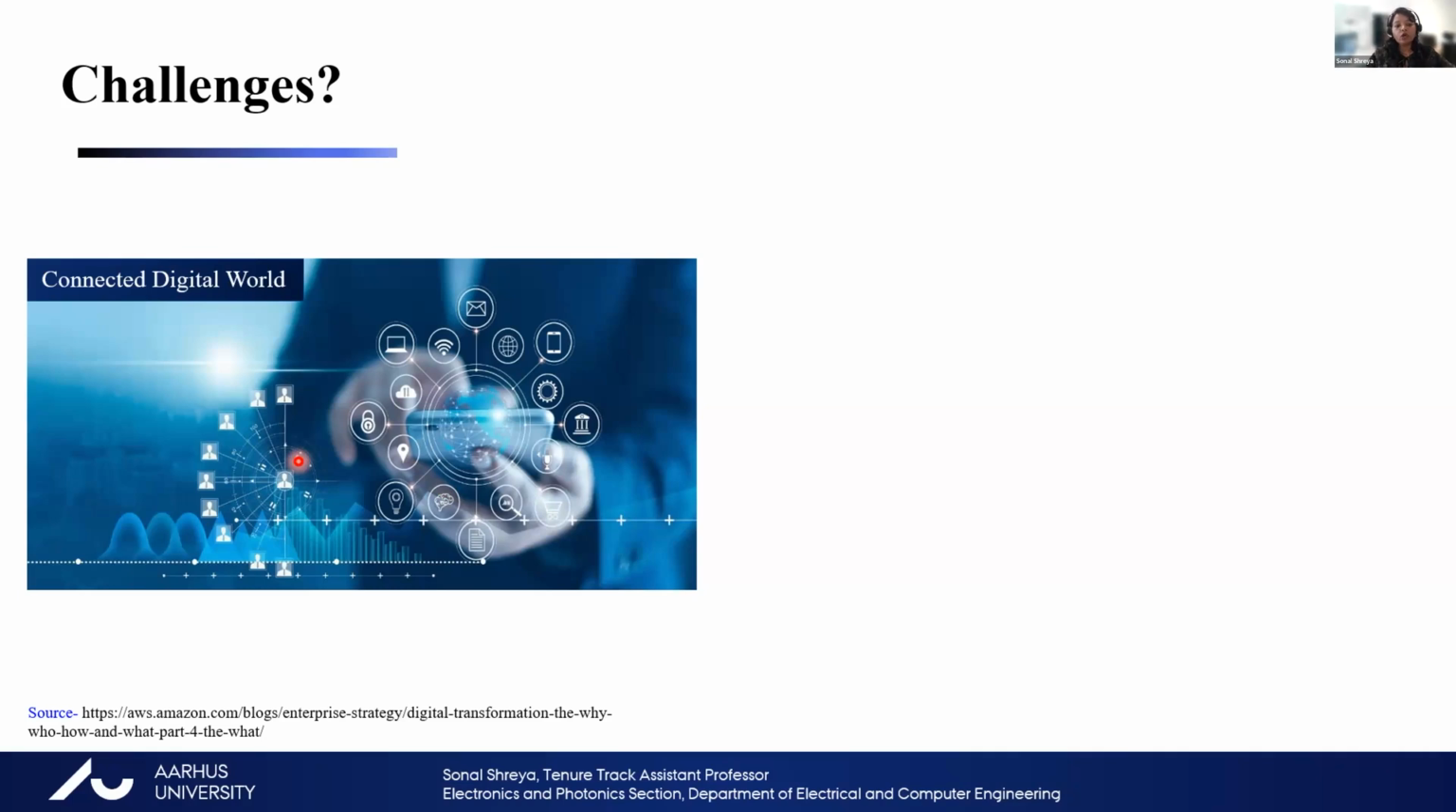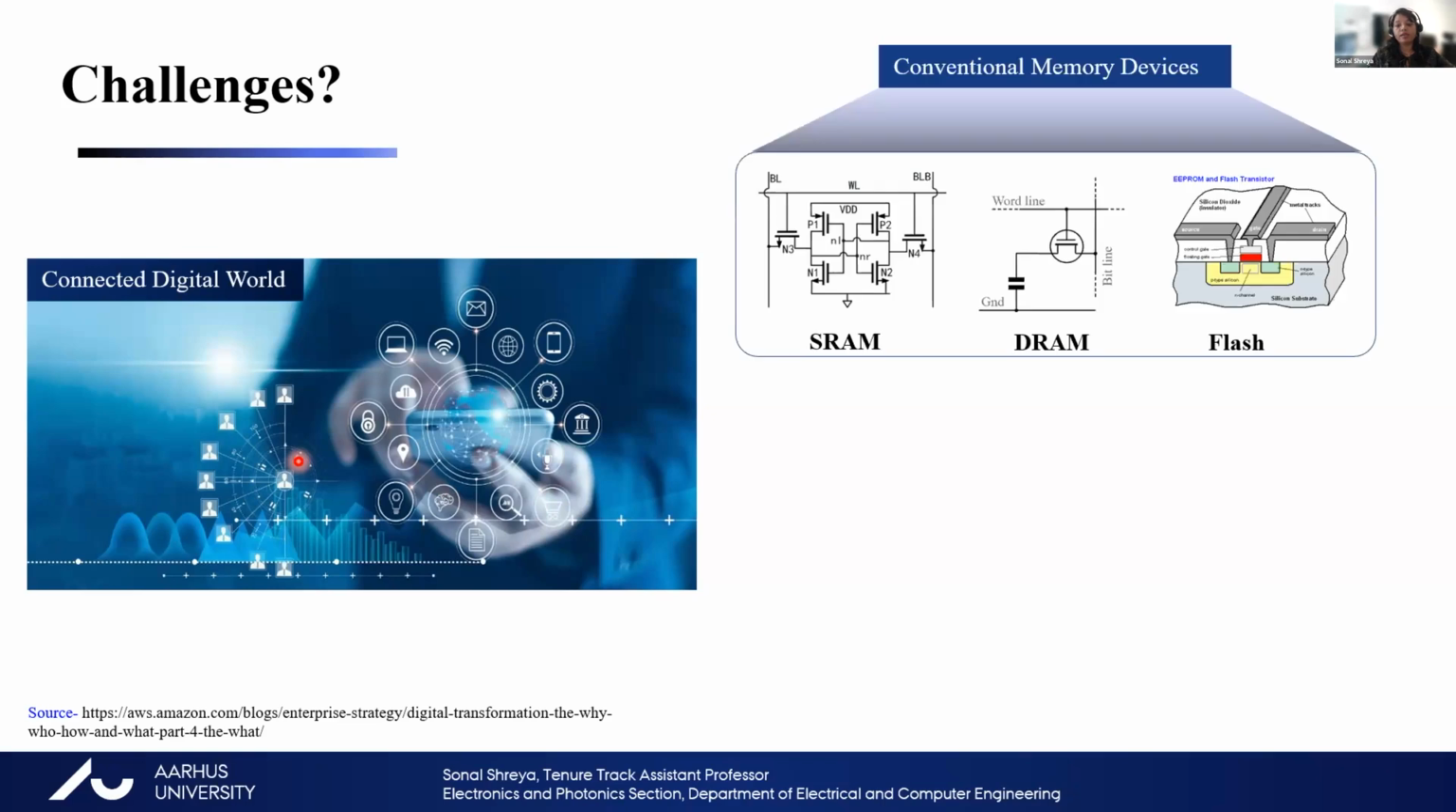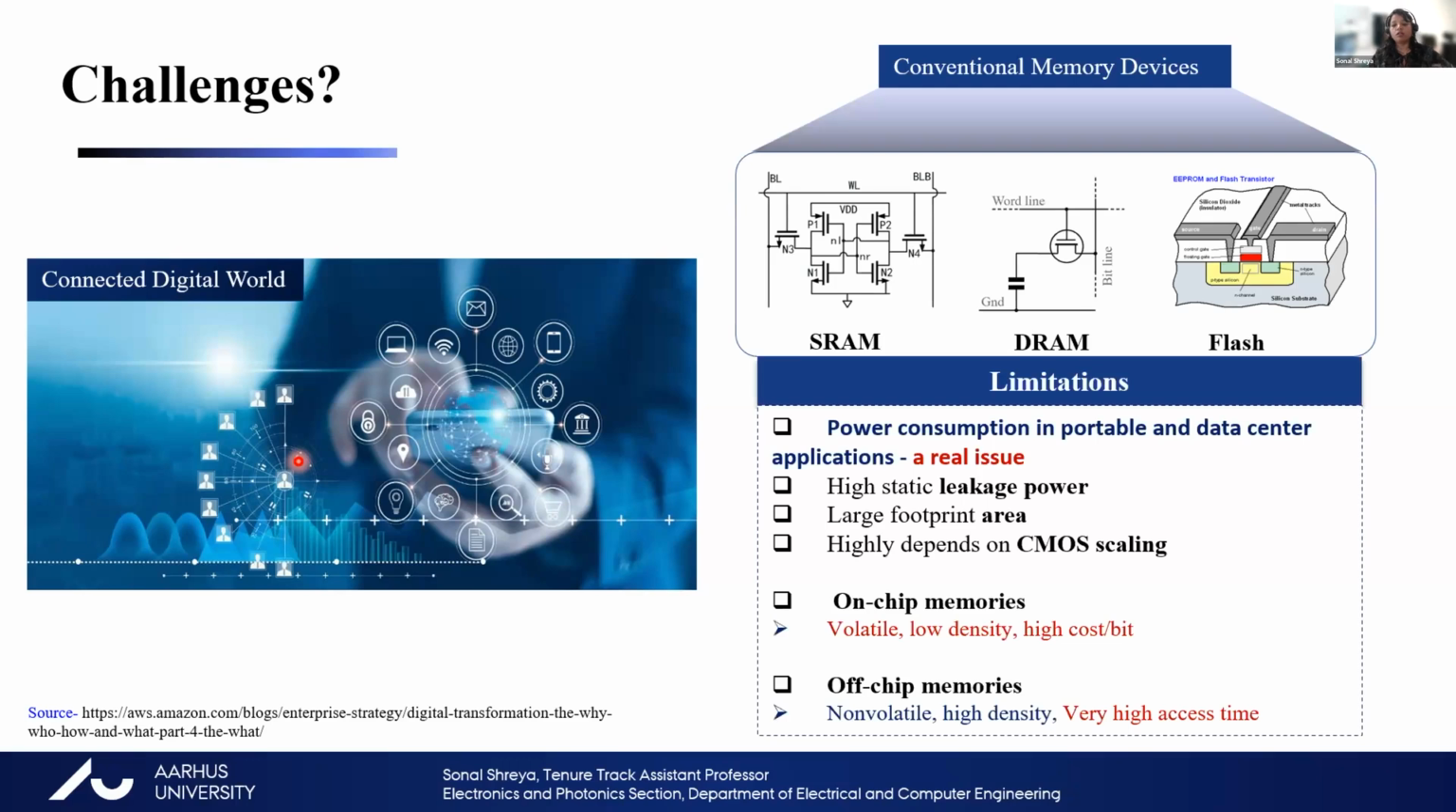And specifically, if I talk about the conventional memory devices, which are mainly SRAM, DRAM, and flash memories, then due to several limitations, these memory devices are not capable enough to cope up with these challenges because of their power consumption in portable devices and data centers. The real issue is the high leakage power, large footprint area, CMOS scaling, and specifically for on-chip memory, volatility, low density, high cost. And off-chip memory, although non-volatile and high density, has very high access time.